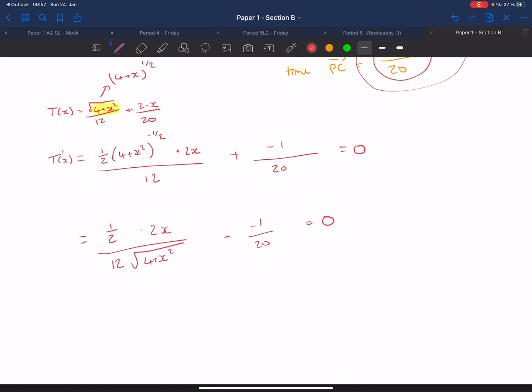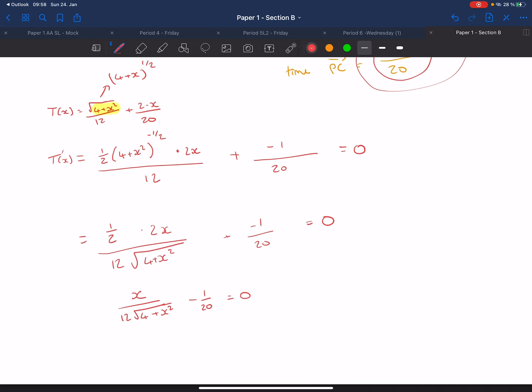I can carry on simplifying this now. So one of the things I can do is I can see that I've got a half times 2x. So that is just going to become 1x. And the other thing I'm going to do is bring that minus out to being in front. So I've got minus 1 over 20. So now I have x over 12 square root of 4 plus x squared minus 1 over 20 equals 0.